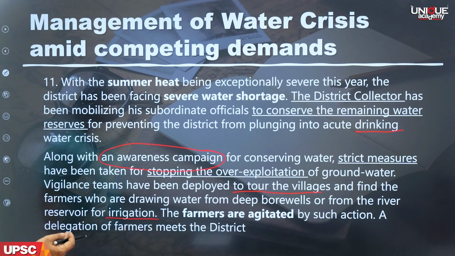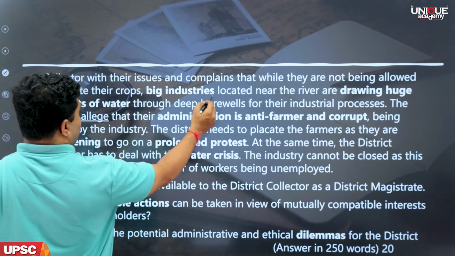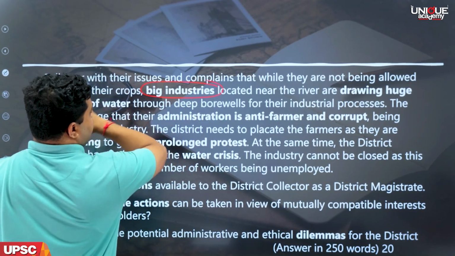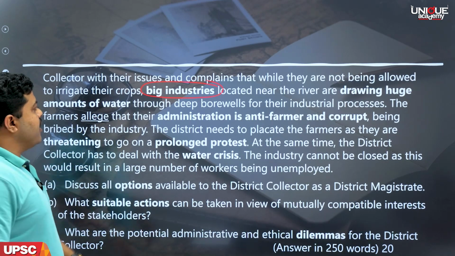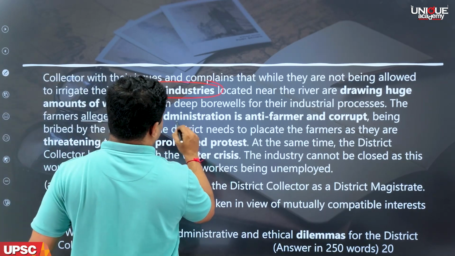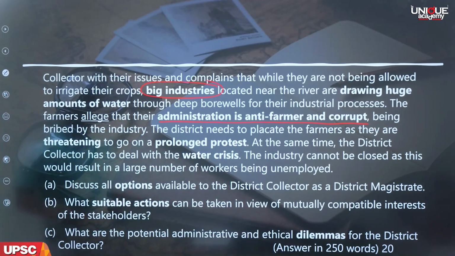The farmers are agitated now because their activities are stopped. They are not getting water for their agriculture. So they are agitated by such action. A delegation of farmers meets the district collector with their issues and complains that while they are not being allowed to irrigate their crops, big industries, another stakeholder located on the riverside, are drawing huge amounts of water through deep bore wells for their industrial processes. The farmers allege that the administration is anti-farmer and corrupt. So it is an allegation against the collector being bribed by the industry.